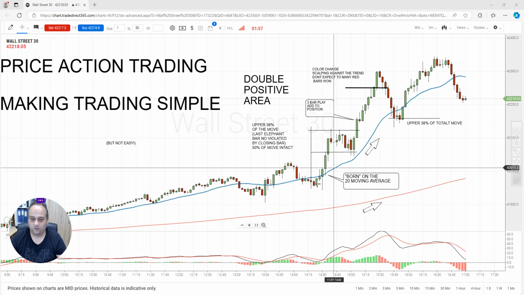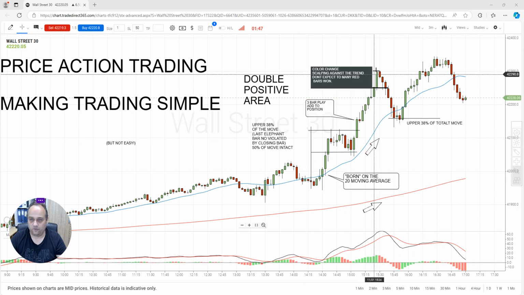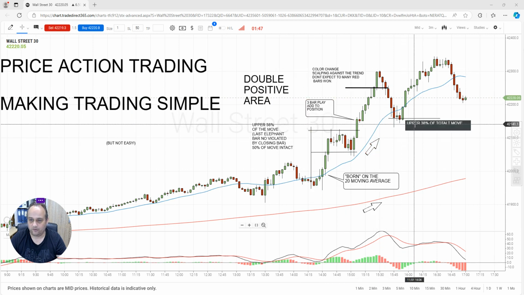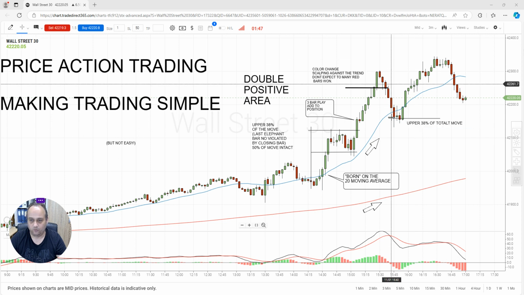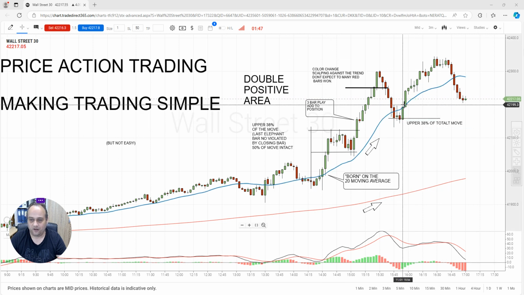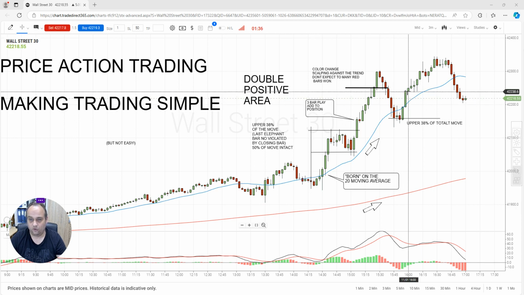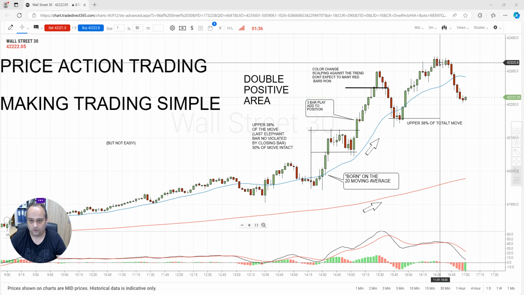And if I do a measure from the bottom to the very top of the move, this is about the upper 38% of the total move. So therefore, it's valid when you have the color change, plus price on the double positive side of the area, to go long one more time and thereby add to your position.